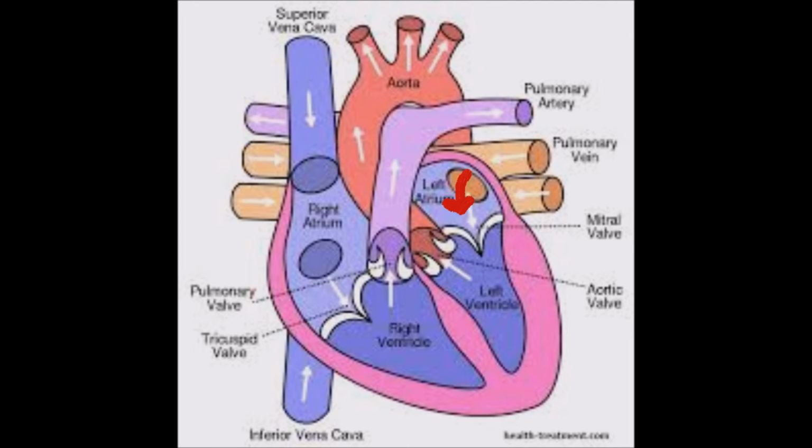Oxygenated blood then enters the left atrium. The bicuspid or mitral valve opens, letting blood through. Blood then enters the left ventricle. The aortic valve opens and blood goes through. Blood then enters the aorta, the largest artery in the body.